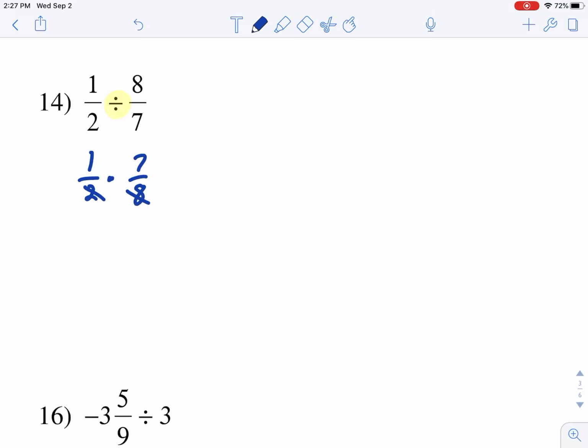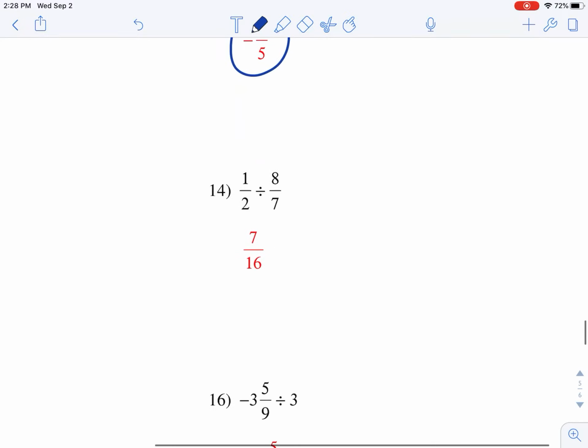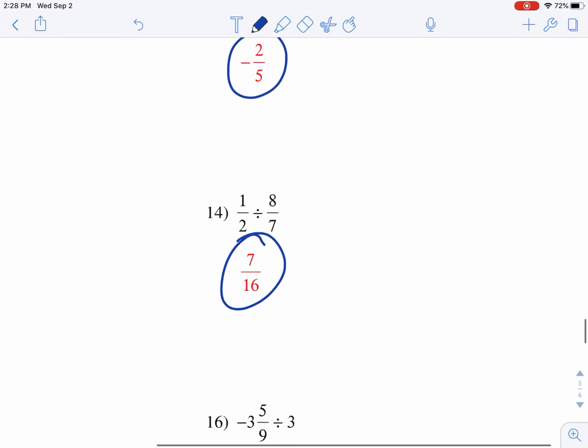You can't cancel straight across. That's not allowed. It has to be a top number with a bottom number. So this does not cancel. You just have to keep, change, flip, and then go straight to multiplying. 1 times 7 is 7. 2 times 8 is 16. But if it didn't cancel, that means it won't reduce. There are no extra steps at the end. 7/16 is just the final answer.